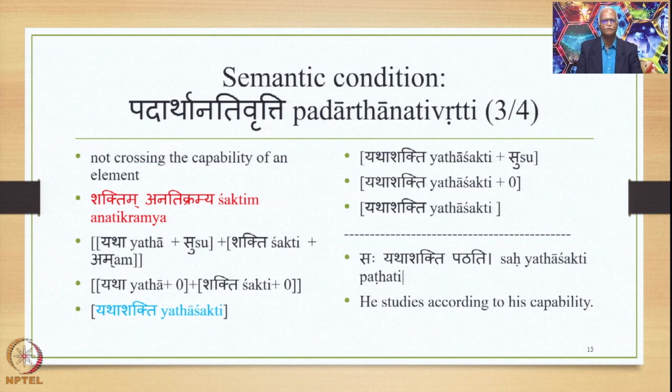Let us now proceed towards the third meaning of yatha, namely padartha anati vritti, not crossing the capability of an element or entity. So each entity and element has got certain capacity or capability, and accordingly that entity or element behaves. So when we say not crossing the capability of an element, this is padartha anati vritti. So we have the laukika vigraha shaktim anatikramya, and now we have the alaukika vigraha in the form of yatha plus su representing anatikramya, namely padartha anati vritti, and shakti plus am. Yatha plus su plus shakti plus am.